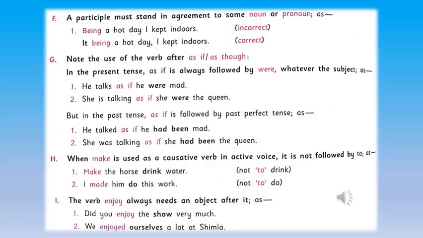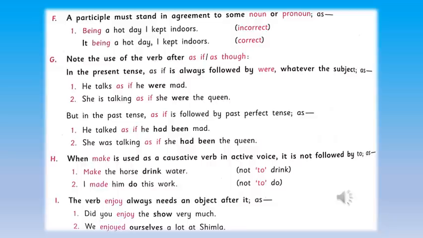Okay, don't be confused with the present tense and the past tense. In the present tense we will use "were" after "as if," and in the past tense after "as if" we have to use "had been." Okay, that is what it is. In the past tense, he talked as if he had been mad. She was talking, okay, past continuous. She was talking as if she had been the queen. I hope you got the difference.